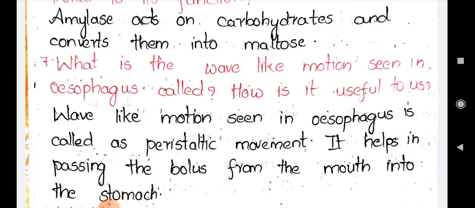Here we know that when we are eating, the food will be converted to a ball-like structure. By the mixing of the saliva and by the crushing by the teeth, the food changes into a ball-like structure called the bolus, and that bolus should be passed into the stomach. Who will pass it into the stomach? The esophagus helps in passing that bolus into the stomach.